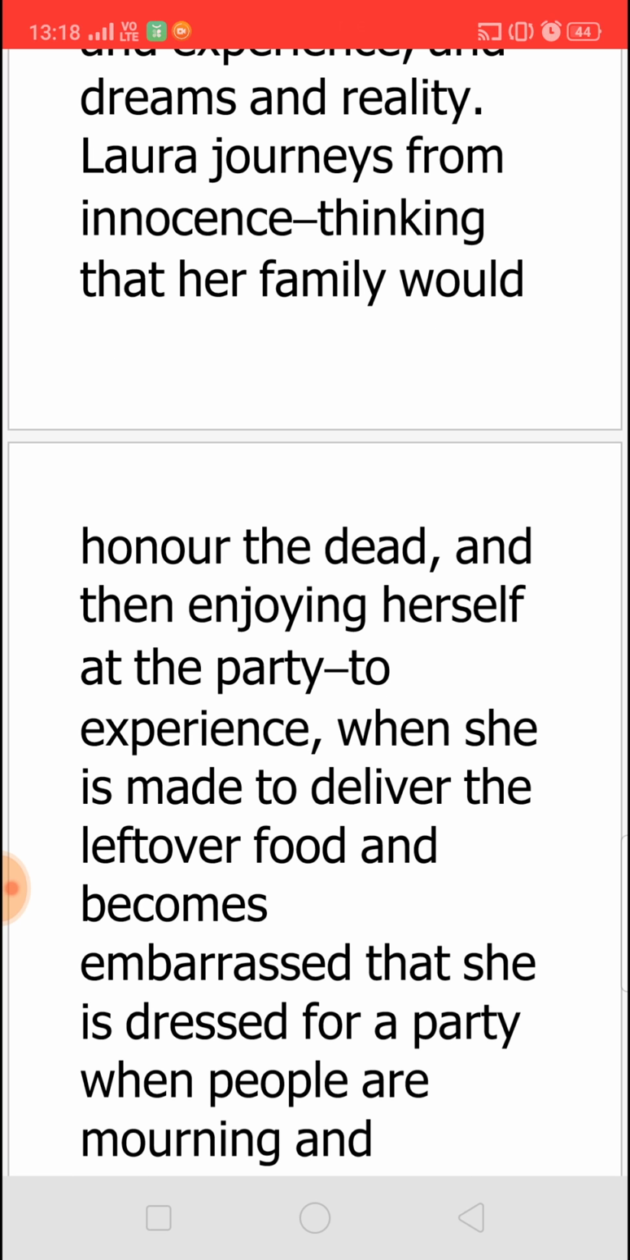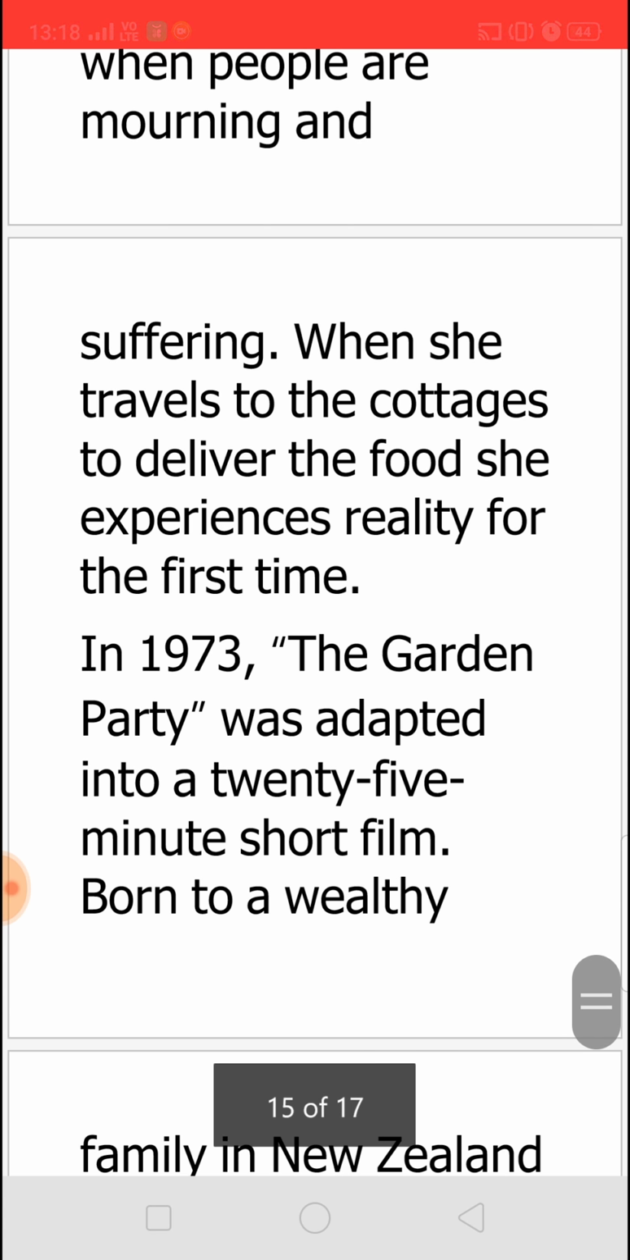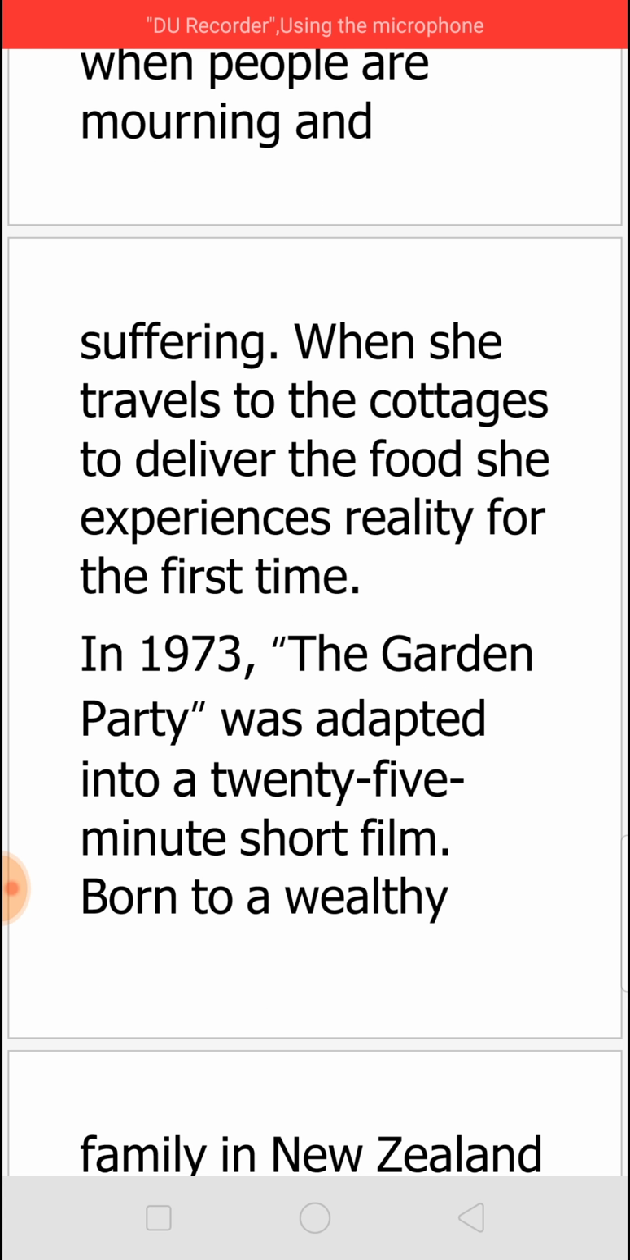Another thing is, she feels so embarrassed at delivering the food in such a dress when people are mourning and suffering. And she sees reality for the first time in her life only when she goes to deliver that food. And in 1973 this story was made into a movie, a short film of 25 minutes.